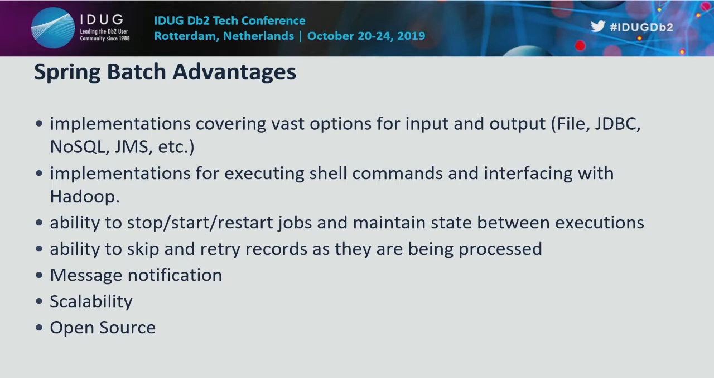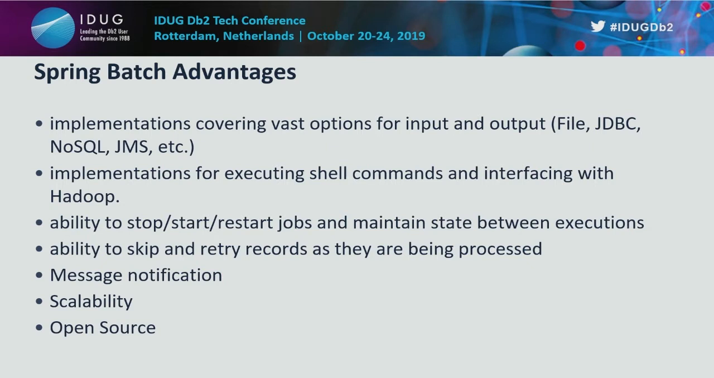If your job fails, you don't want to have to restart. You don't have to start the job from scratch. You want to maintain state and go back and process it. Ability to skip and retry records. That's important because you could have bad data. You don't want to get stuck trying to process a record which cannot be processed, so you want to be able to skip that record.